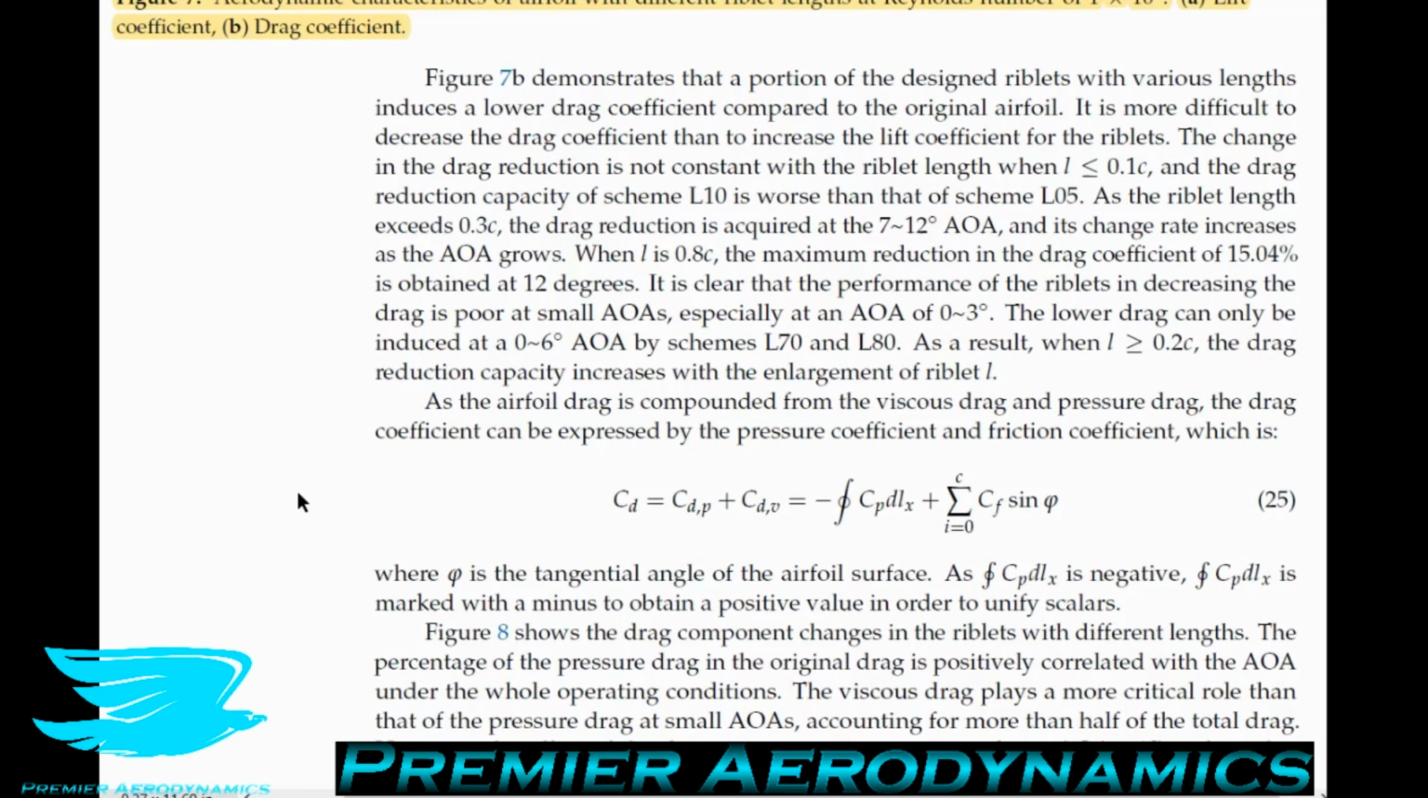Now, if you have flow separation, that switches. So the pressure drag becomes the dominant factor and the viscous drag becomes a minor factor. So for most airfoils, this translates to: at low angles of attack, viscous drag makes up the majority, pressure drag the minority. At high angles of attack, viscous drag makes up the minority and pressure drag makes up the majority. So that's just how it translates.